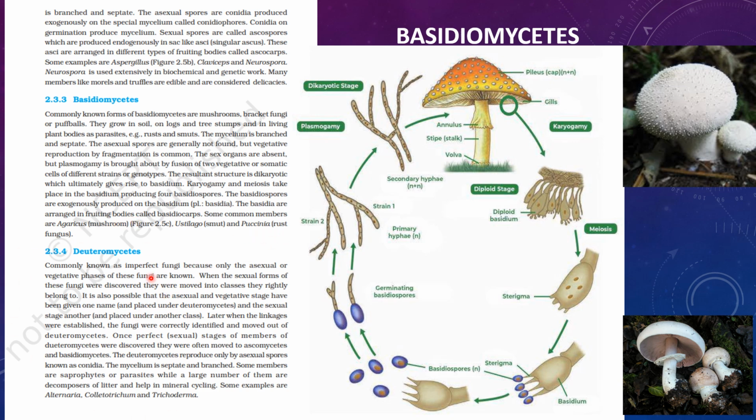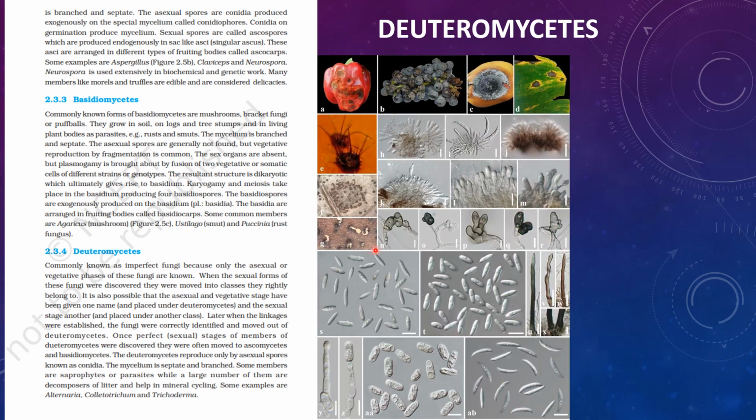Now the last member is the deuteromycetes. They are called imperfect fungi because only their asexual reproduction is known. The sexual forms of these fungi have not yet been discovered. If their sexual forms are discovered, they will be moved into either the basidiomycetes or the ascomycetes. That's why they are called imperfect fungi. Examples of deuteromycetes are Alternaria, Colletotrichum, and Trichoderma. They have only asexual stages in their life cycles.